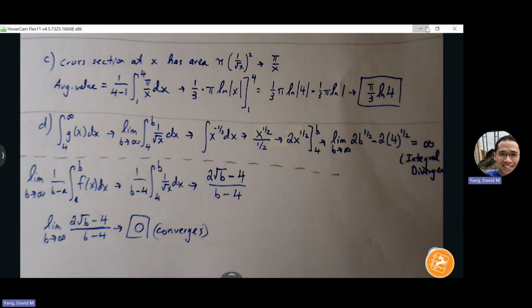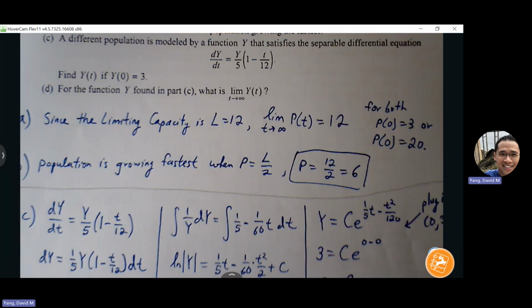For page 15, we have a logistic differential equation, and then also solving a differential equation.